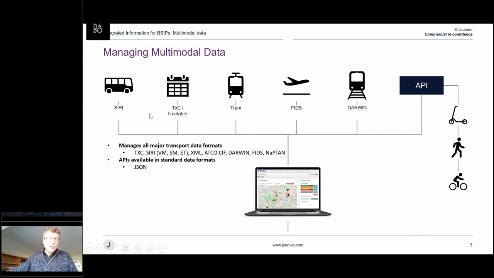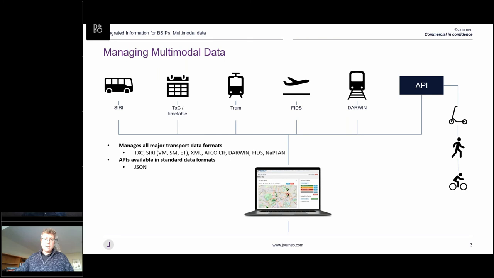And then we manage all these different data feeds from all these different modes of transport. So traditionally, we take scheduled transit exchange data, and we blend that with SIRI data and manage that through the platform and push it out to hardware real estate. That's developed, of course, over the years with our customers.